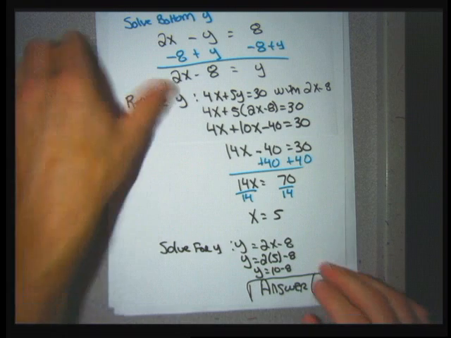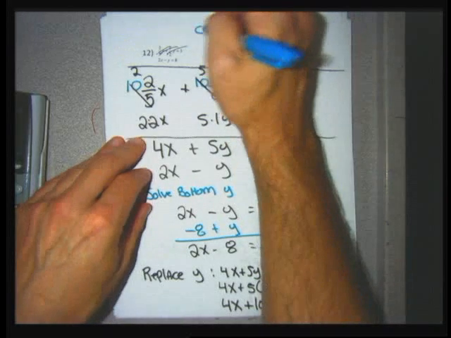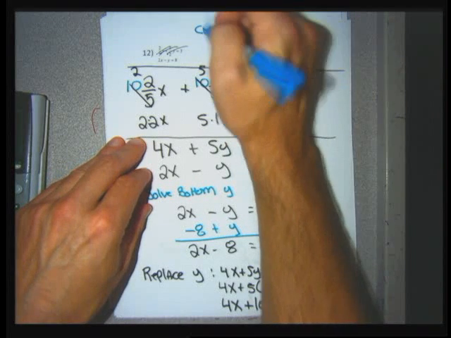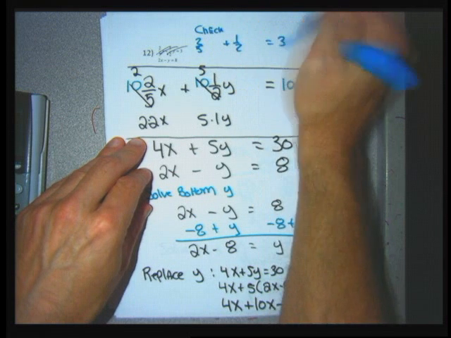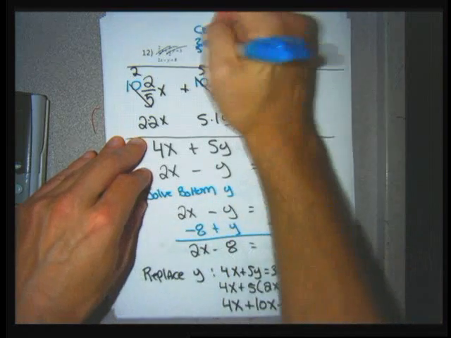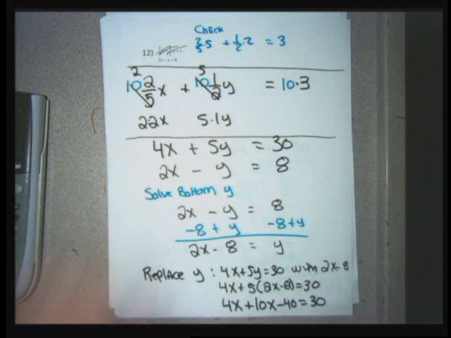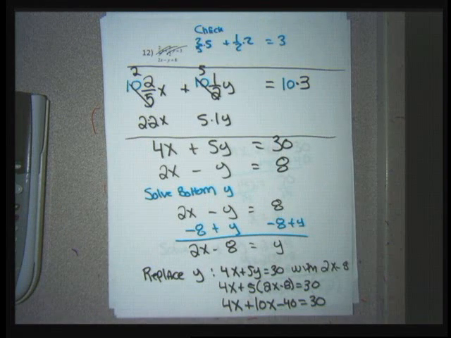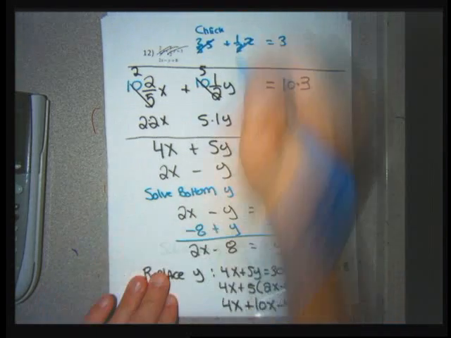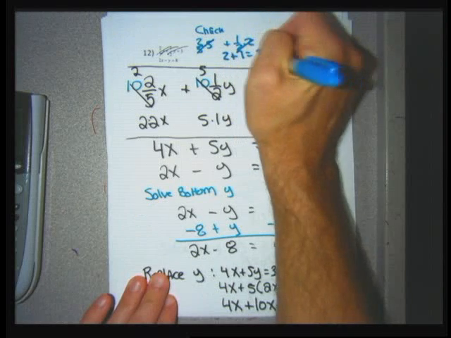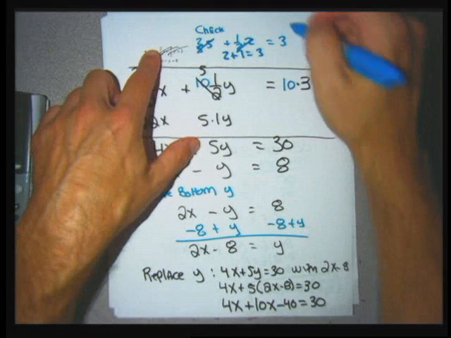And let me check, and I said not to check the original because it's a nuisance, but let me check the original. I'm going to sneak my checking on this page. The original problem said 2 fifths x plus 1 half y equals 3, and I say the answer is 5 for x and 2 for y. So that would be checking into the top equation. I could check that without a calculator, believe it or not, because both the 5s and the 2s will cancel, which will leave me with 2 plus 1 equals 3, which gives me 3 equals 3. So the point 5, 2 is a solution to the top equation.